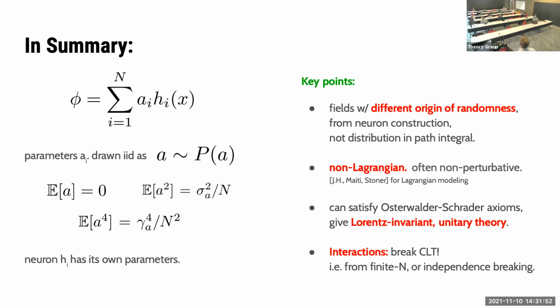If you make wise choices of the architecture, those field theories can satisfy the Osterwalder-Schrader axioms, which ensure that the Wick rotation gives a Lorentz-invariant unitary theory. And finally, interactions arise by breaking the central limit theorem. If Gaussianity is arising by the central limit theorem, if you break the assumption, you get interactions. Okay, and I showed that explicitly.